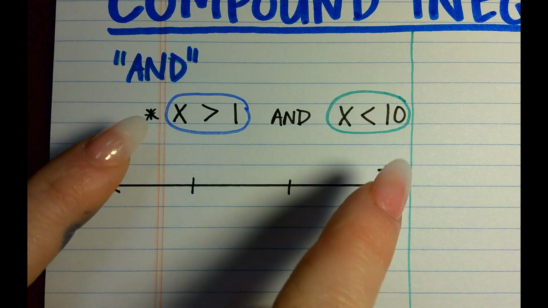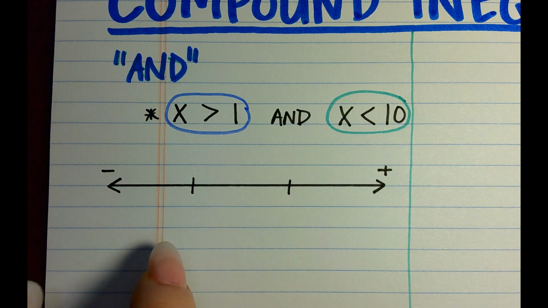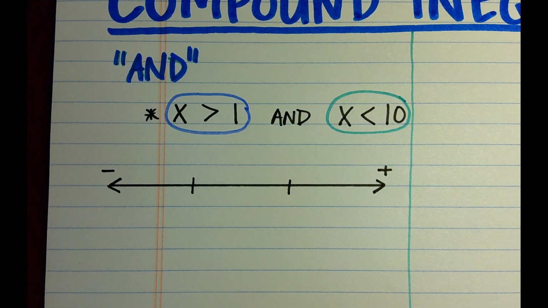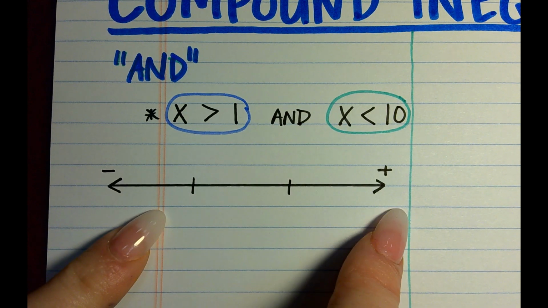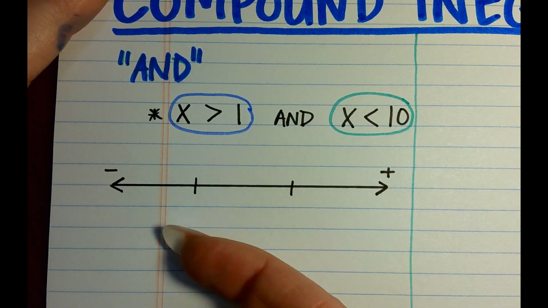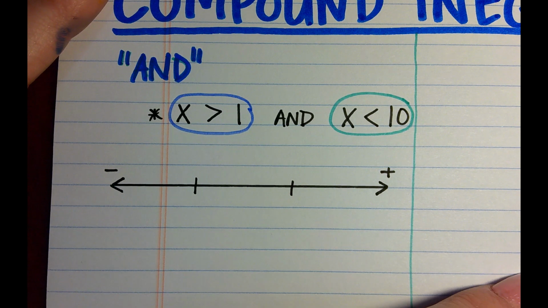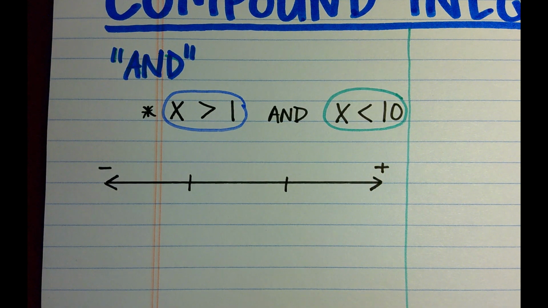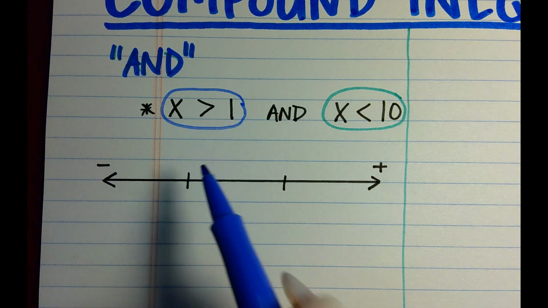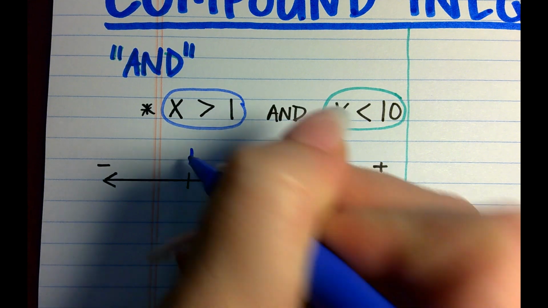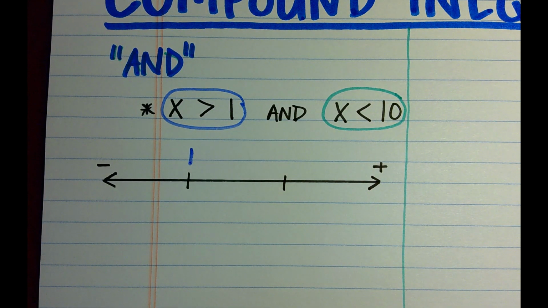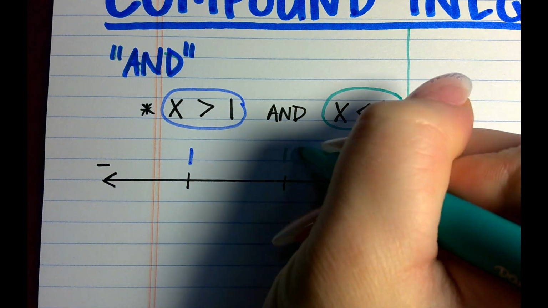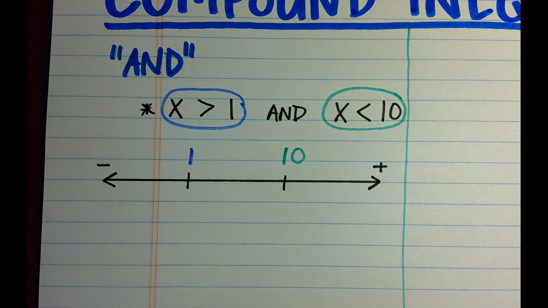Now the first thing I need to decide is, where do I write 1 and where do I write 10? On a number line, we list numbers from smallest to biggest, least to greatest. Which of these numbers is smaller? 1. So we're going to put 1 on the first tick mark, right there. And we're going to put 10 on the second tick mark.